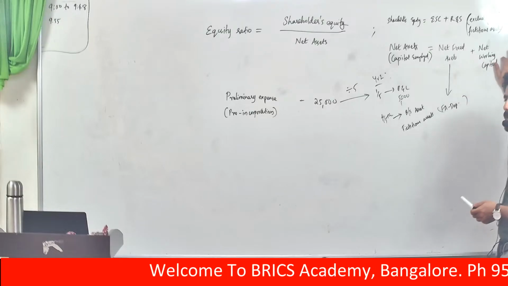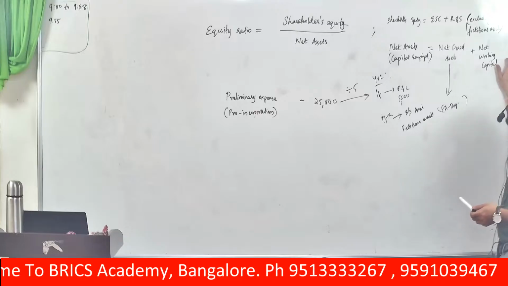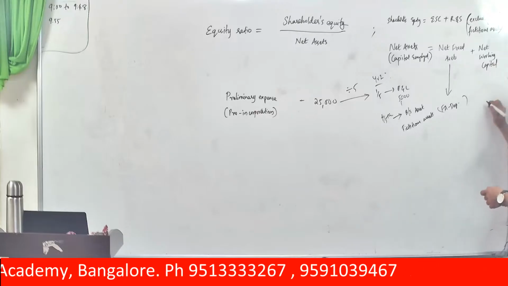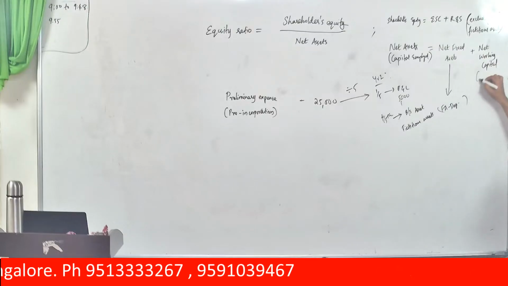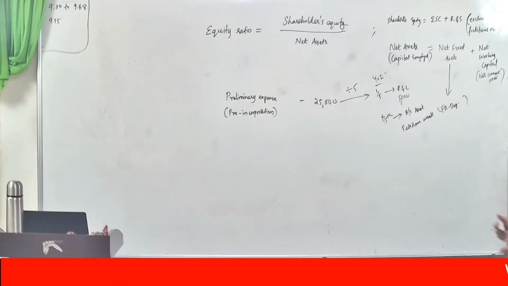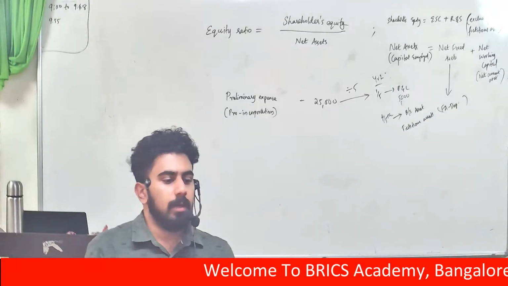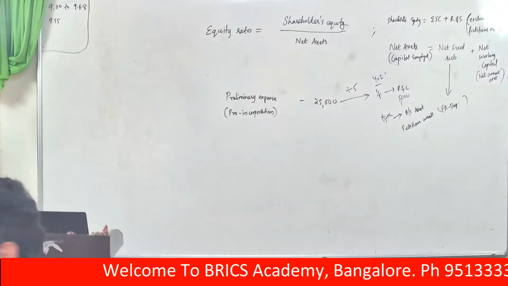And net working capital, you already know what? Current assets minus current liability. The net working capital, we call it by another name, net current assets. Net current assets means the same thing. Net working capital and net current assets both mean the same thing. So many terms, guys, here.